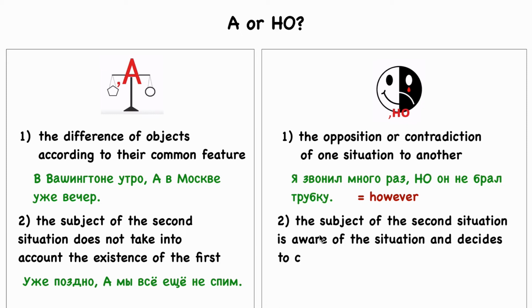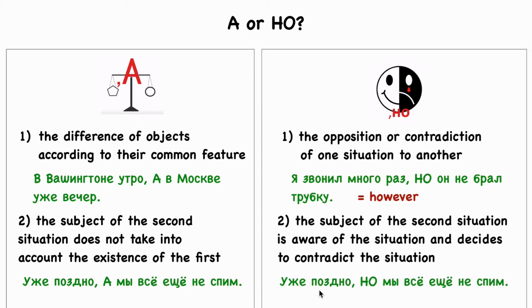But now let's have a look at the same situation. The subject of the second situation is now aware of the situation and decides to contradict the situation. Here we have the same example, the same sentence. Уже поздно, но мы все еще не спим. Here we do make a decision not to sleep, even though it's late. So we do take into account the existence of the first situation, but we still decide to do it our own way, not to go to sleep very late.